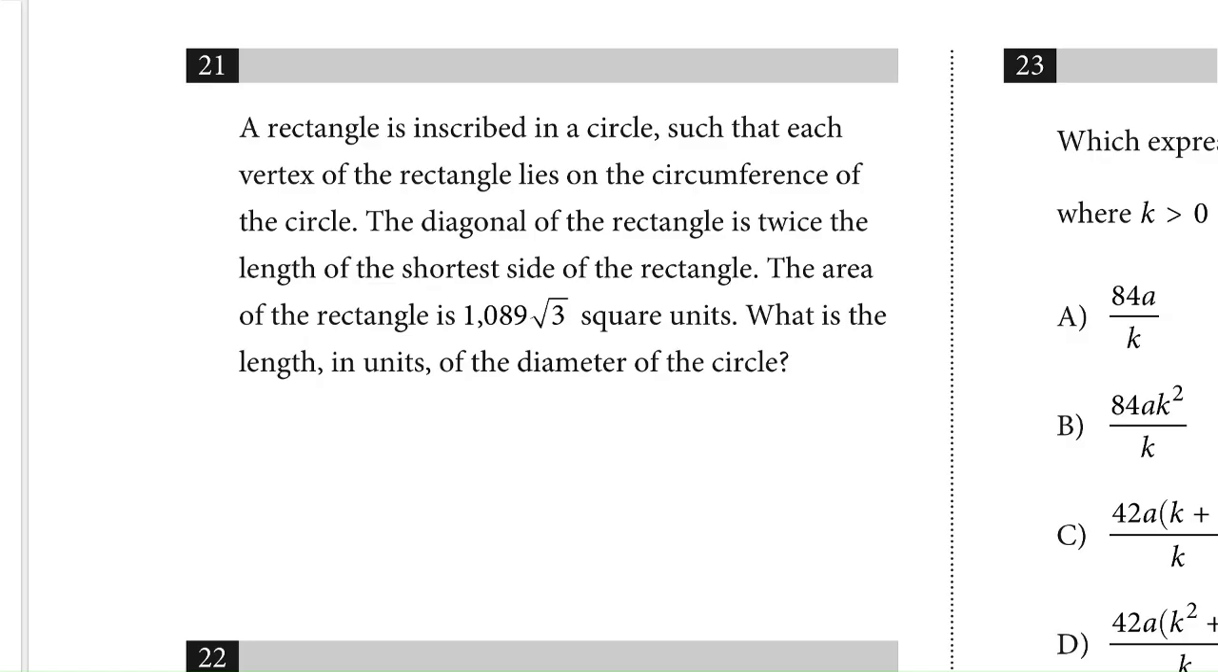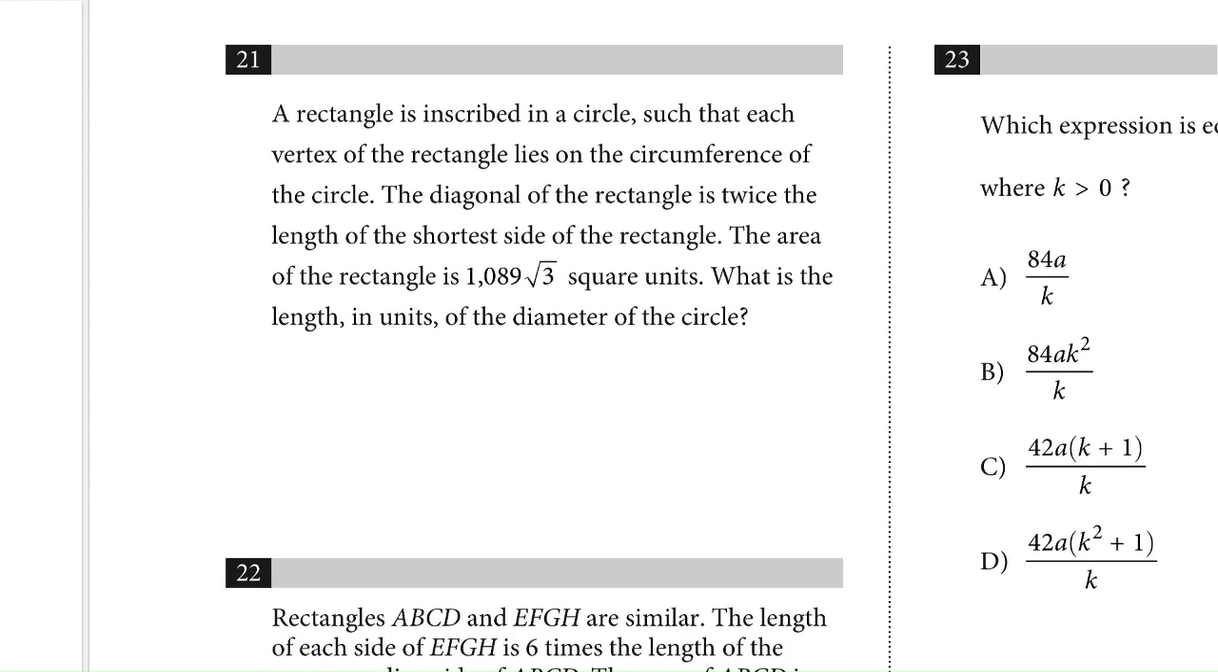A rectangle is inscribed in a circle such that each vertex of the rectangle lies on the circumference of the circle. The diagonal of the rectangle is twice the length of the shortest side of the rectangle. The area of the rectangle is 1089 radical 3 square units. So what is the length in units of the diameter of the circle? Let's go ahead and sketch this out.